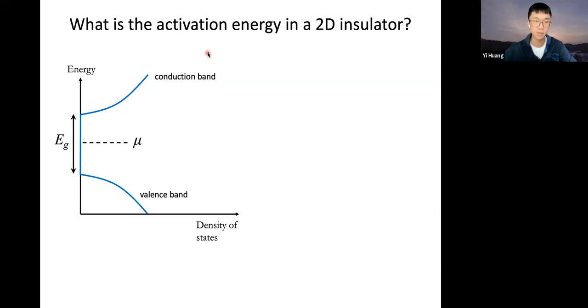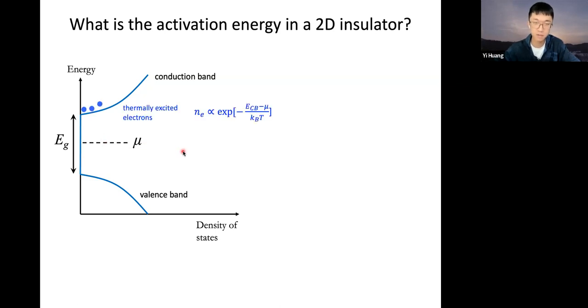So to begin, let's start with the question, what's the activation energy in a 2D insulator? Here is a probably familiar band diagram of an insulator. You have a valence band where electrons are all occupied, and a conduction band where electrons are empty. If you put your Fermi level in between these two bands and assume temperature is 0, then you don't have any free electrons or holes, and you get an insulator.